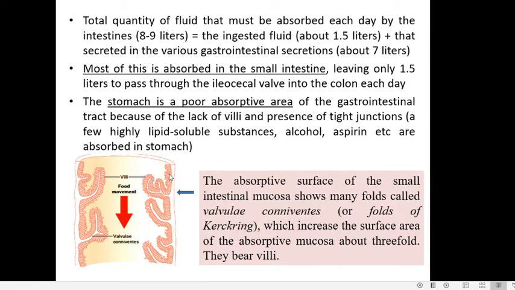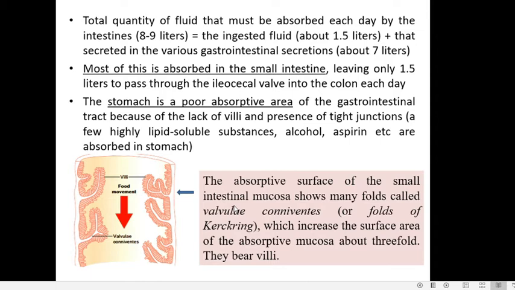Whereas when we come to the intestinal mucosa, we can see that the intestinal mucosa first of all shows a number of folds, valvular folds, and these valvular folds are called folds of Kerckring or valvulae conniventes. So these are all folds which are seen on the intestinal mucosa. And in these folds there are many finger-like projections which are called villi. So primarily there are these folds of Kerckring which in turn contain finger-like projections called villi.